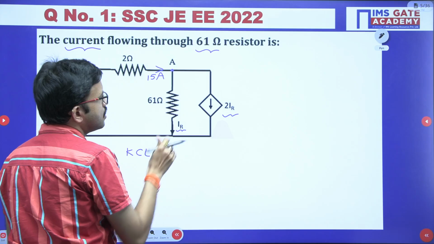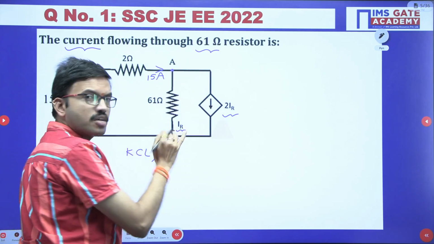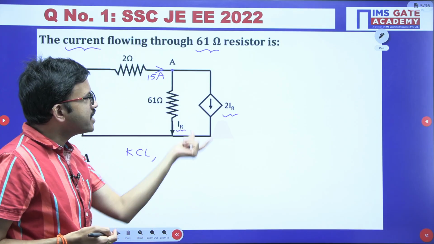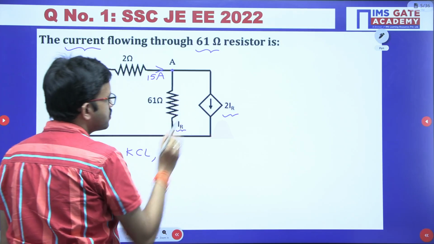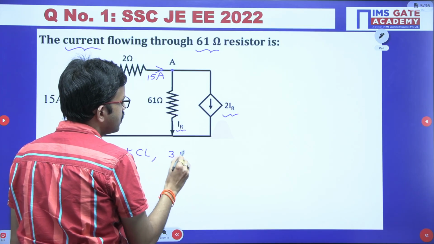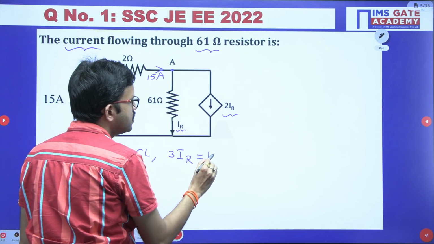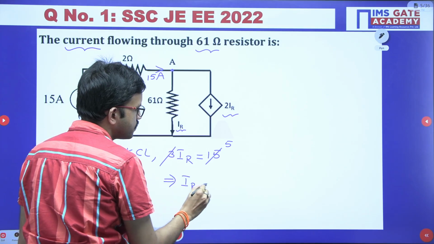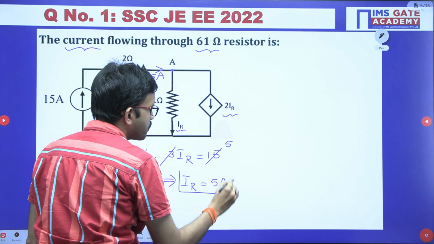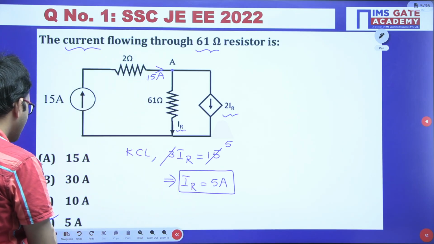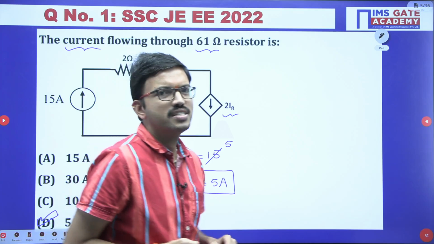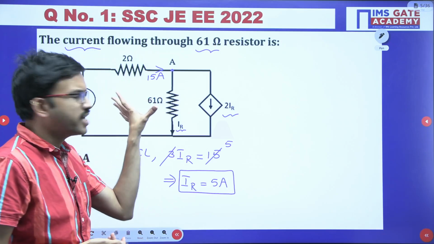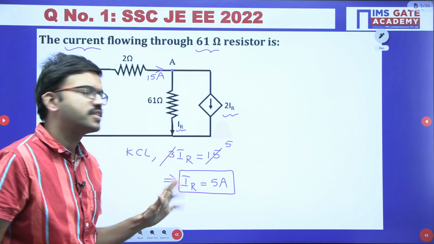By applying KCL, the net current leaving is 3 IR. I am writing the direct step because we have done a good number of questions in the earlier classes. I hope all of you are getting the clarity. Sum of leaving currents equals sum of entering currents. IR plus 2 IR, that is 3 IR, is equal to 15 ampere. So 3 times 5, that means you get IR equal to 5 ampere, which is in option D. Just with the help of KCL you get the answer directly. Whenever you apply KCL, just observe the circuit diagram. You can do the calculation without using pen and paper. I have done it just for understanding purposes.